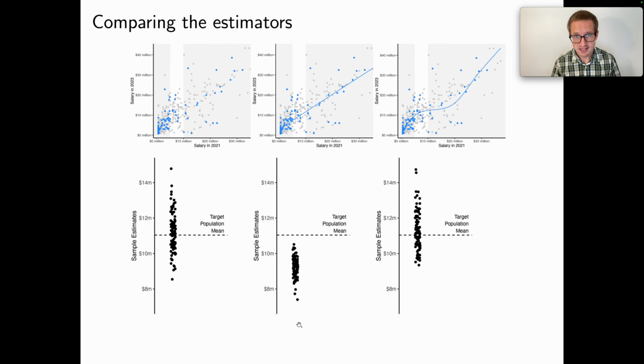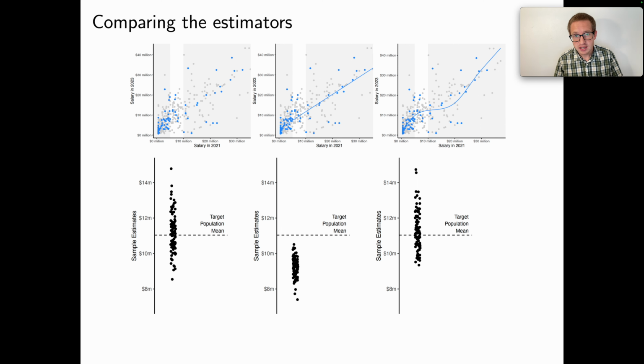We're ready to compare statistical learning estimators. In the previous videos, we've introduced this problem where we're estimating the mean salary in 2023 among Major League Baseball players whose 2021 salary was between $5 and $10 million. We proposed three estimators: the average salary among sampled players who fall in this target population, the predicted salary among all players in that target population from a regression model learned among our sampled players, and that same predicted regression value from a machine learning model.